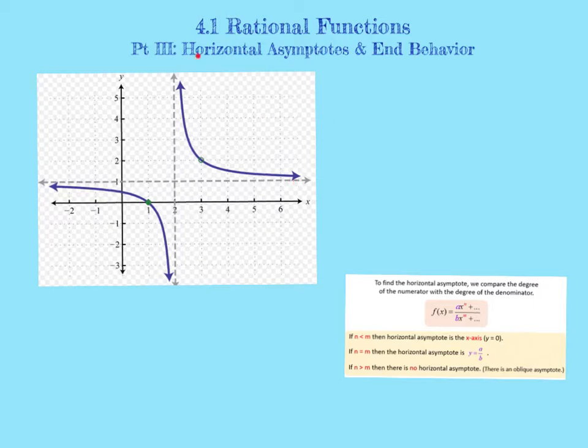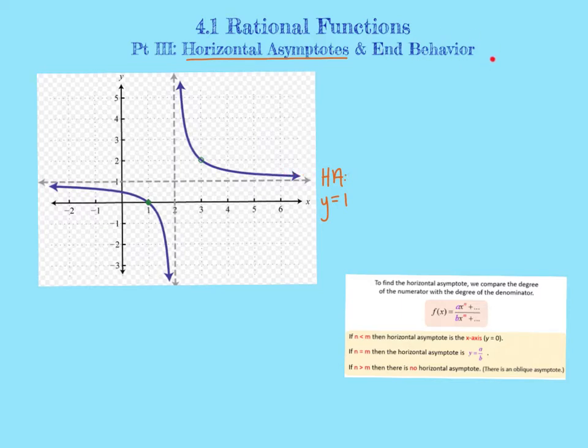In this picture right here, this is an example of a rational function that has a vertical asymptote at x equals 2. We discussed those in the previous video. And it has a horizontal asymptote at y equals 1. We can clearly see that the end behavior of this rational function is not infinity or negative infinity.